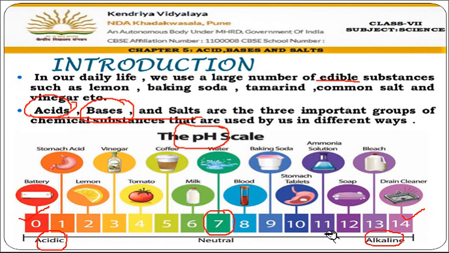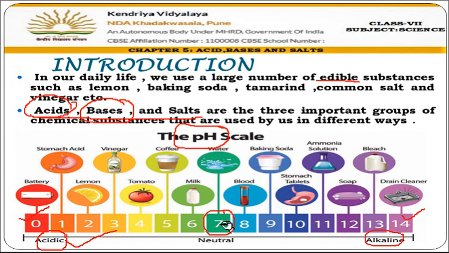Alkaline means bases. Now this range from 0 to 6 shows the acidic nature, meaning all the substances which have these pH values, these numbers given here, 0, 1, 2, are acidic. For example, lemon: what is the pH value of lemon? It is 2. It comes in this acid category, which means lemon has acidic nature. You can see tomato, what is the pH value? 4. So 4 also comes in acidic, so tomato is also acidic in nature.